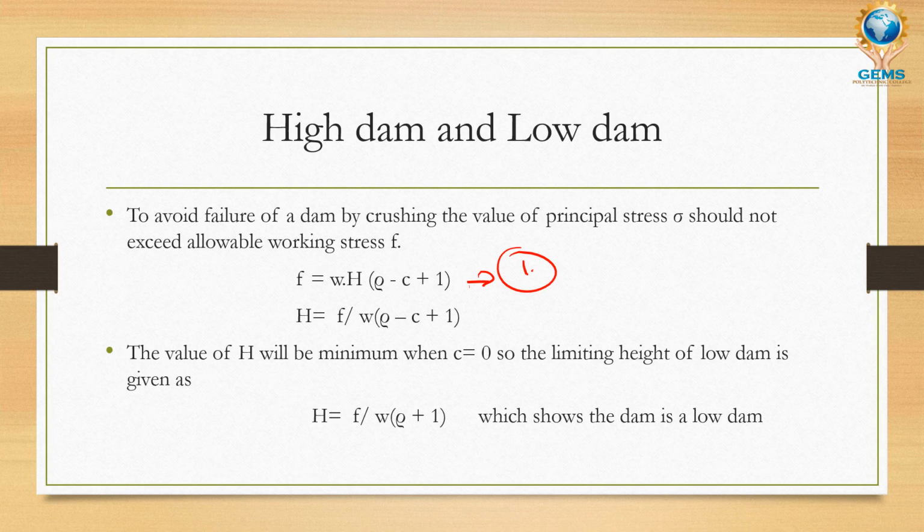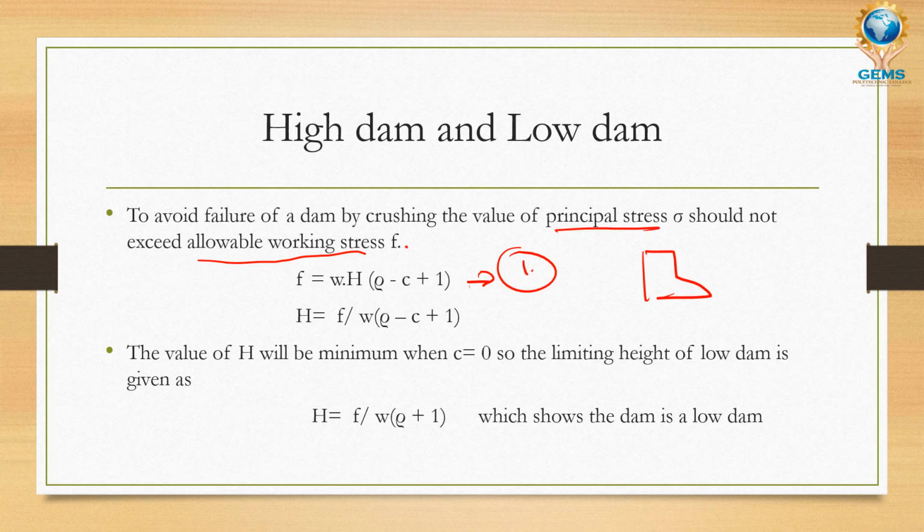In the first point you can notice that, to avoid failure of a dam by crushing, the value of principal stress sigma should not exceed the allowable working stress F. If you are going to construct a dam, you design it according to the various types of forces acting on the dam that I explained in the previous slides. These 10 types of forces are the allowable working stresses that you have considered during your design. This value should not be exceeded by this value.